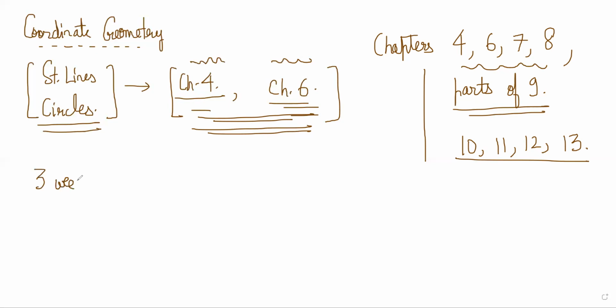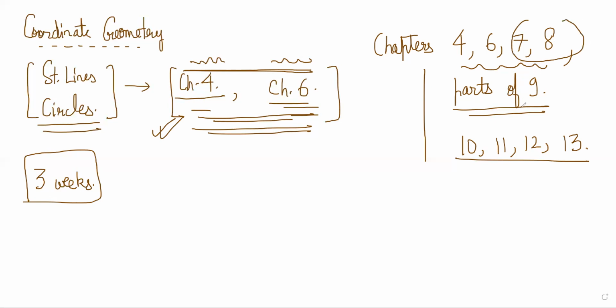There'll be 3 weeks of coordinate geometry. If you prepare this part properly and come by next week, then it will be over in next week's class. Then I will give you homework for chapters 7, 8, 9 for the next-to-next week. One week we can do straight lines and pair of straight lines, the next week circles, and after that parabola, ellipse, hyperbola.